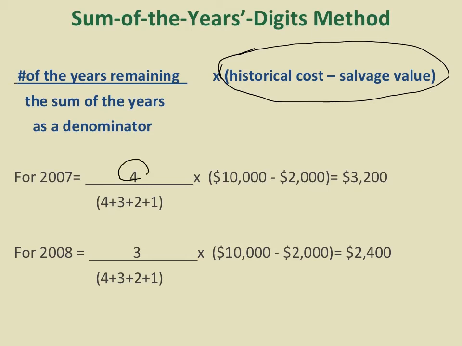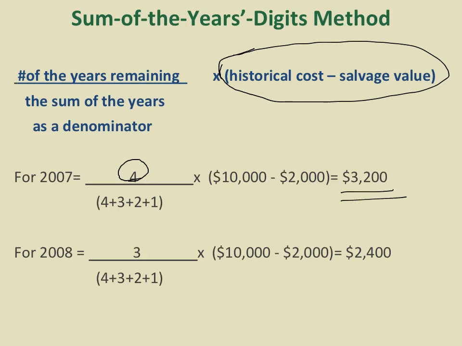For example, for this case, in 2007, at the beginning of 2007, since this is the first year, there's still 4 years remaining, divided by the sum of the years, which equals 4 plus 3 plus 2 plus 1, which is equal to 10, then times our total depreciable cost, $10,000 historical cost minus salvage value $2,000. So in 2007, we're going to depreciate $3,200.